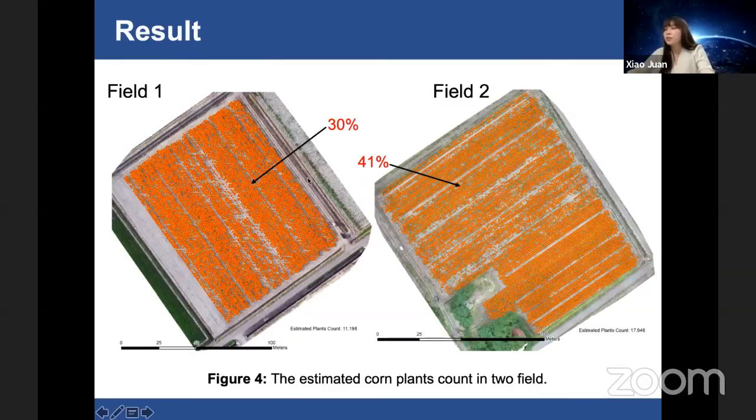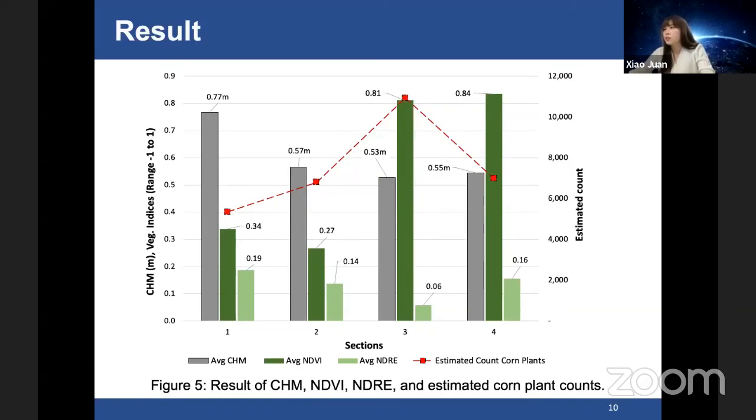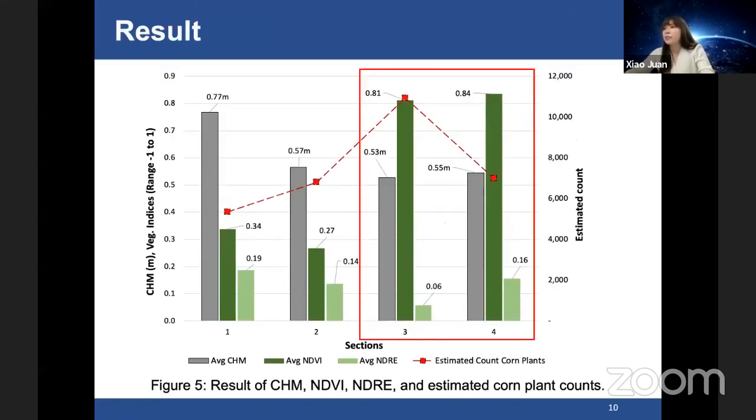And the estimated germination rate for field one is 30%, and for field two 41% of the original plant seed. So figure five shows the result summary of the CHM, NDVI, NDIE, and the estimated cone plant count for the four sections. Here we can see that overall, sections three and four of the experiment sites performed well in terms of CHM, NDVI, NDIE, plant count estimation, and also the germination rate.